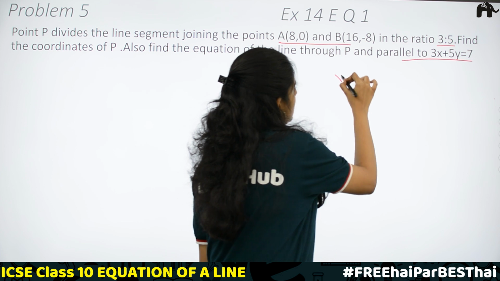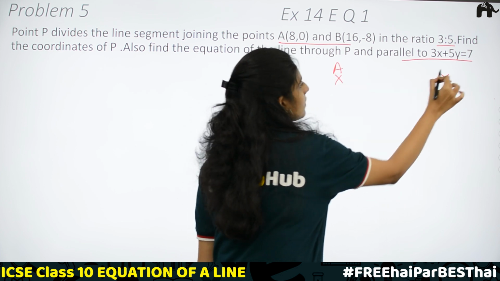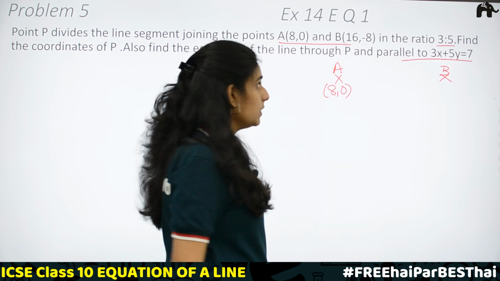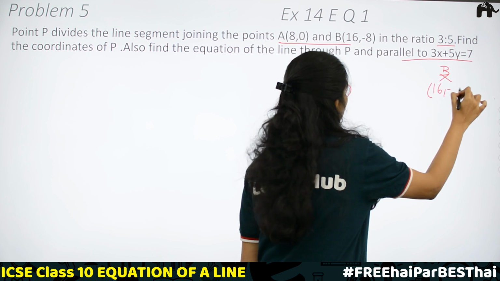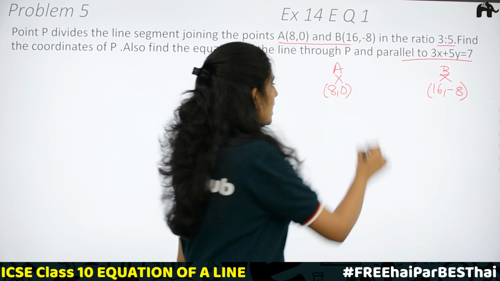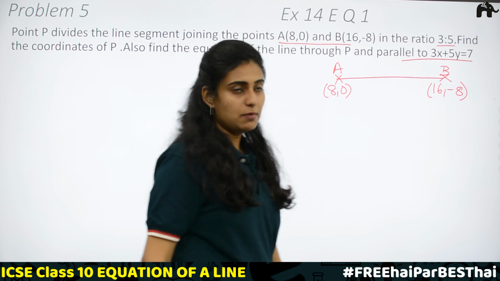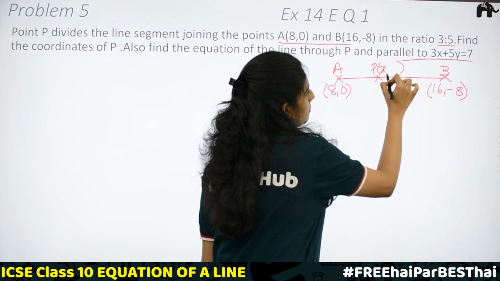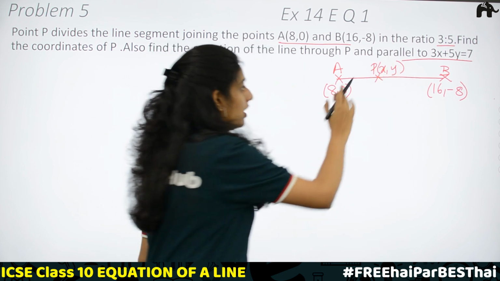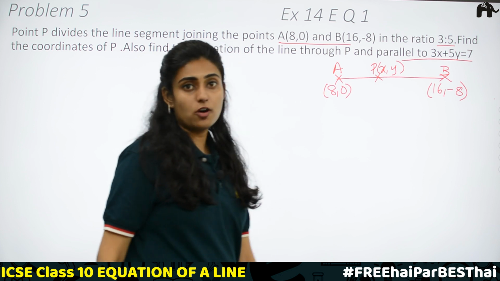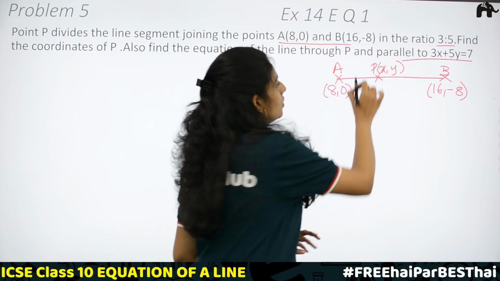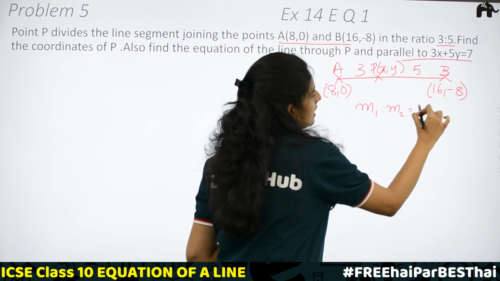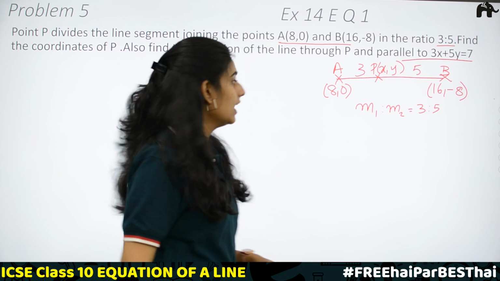Here we have 2 points A and B. Coordinates of A are (8, 0) and that of B are (16, minus 8). So this is the line joining points A and B. Now it is given that there is a point P. Let us take the coordinates of P as (x, y). This point P divides the line joining points A and B in the ratio 3:5, that is, ratio m1 to m2 is equal to 3:5. Clear?